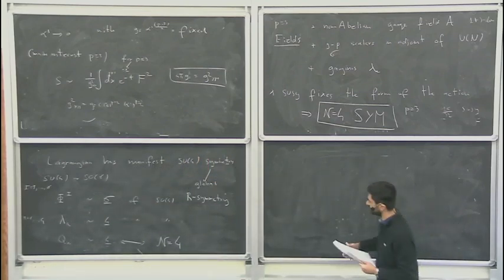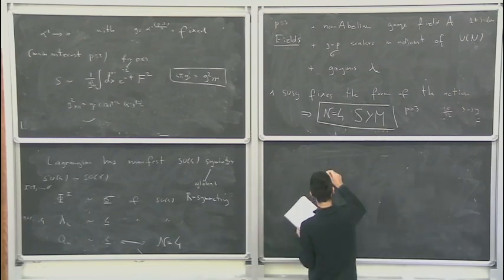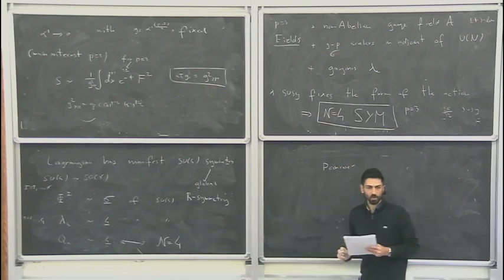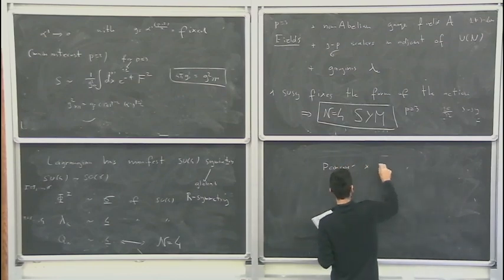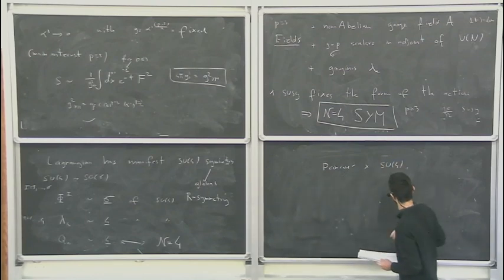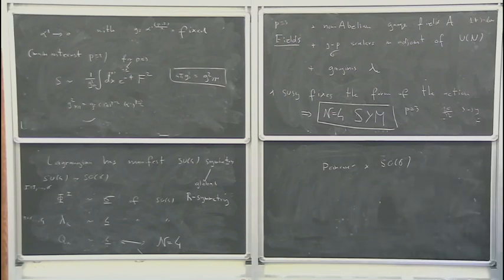But in fact, the question was meant to make you think that the full manifest symmetry is that of the Poincaré group times SU4. Or by changing the notation in front of you, Poincaré times SO6. Right? So that's the manifest symmetry that this theory and its Lagrangian, which I have not written, has.